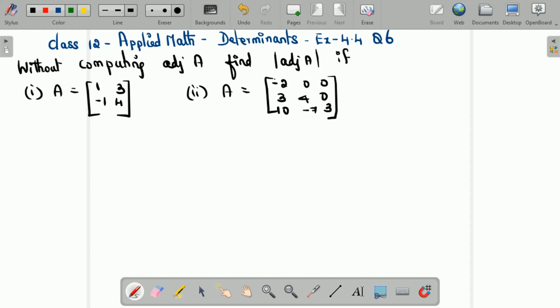In this video, let's find the solution for the sixth question in exercise 4.4. Without computing adjoint of A, find the determinant of adjoint of A. There are two subdivisions for that.